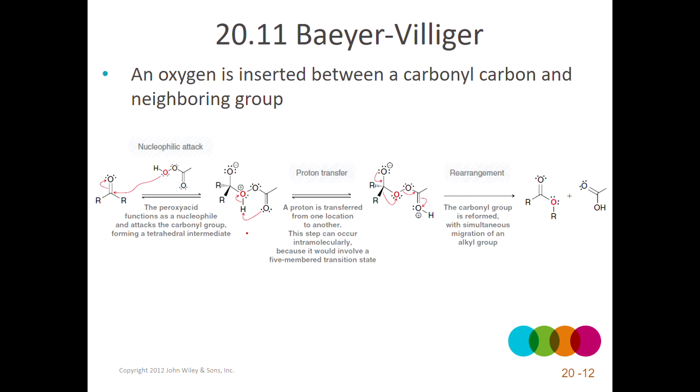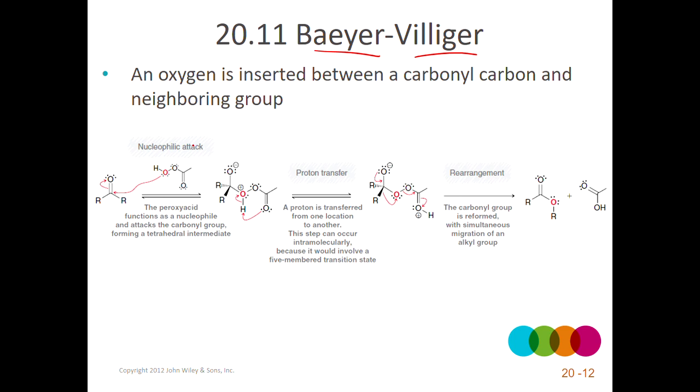All right, so that covers the Wittig reaction. Next reaction that we want to talk about briefly that occurs at aldehydes and ketones is the Baeyer-Villiger reaction. This reaction is kind of unusual for a couple reasons. So let's take a look at the mechanism.